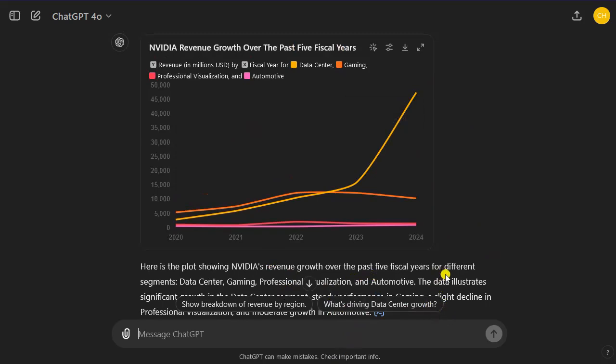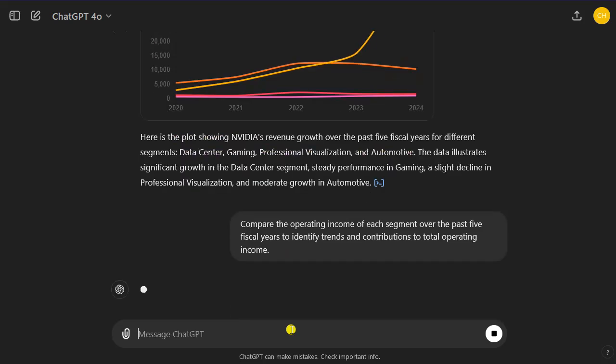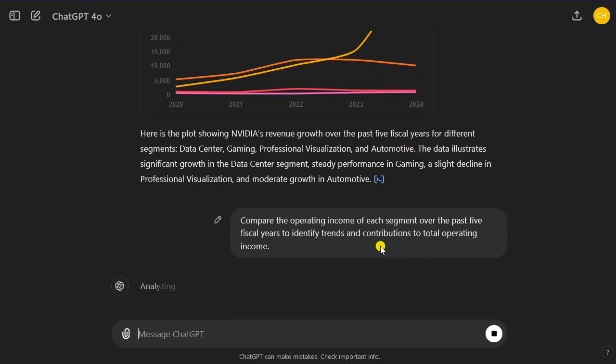It is really underhyped in a way, because being able to do something like this is worth 100K per year. So this is real value creation that is done completely automatically in split seconds. The next visualization we are going to look at, the NVIDIA visualization, is: compare the operating income of each segment over the past 5 fiscal years to identify trends and contributions to total operating income.